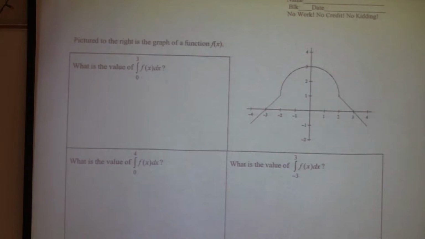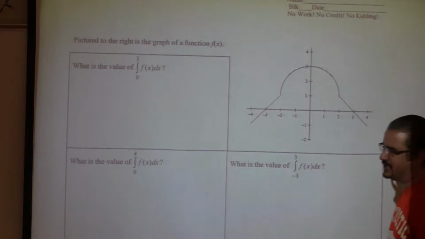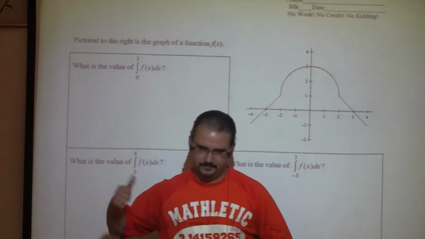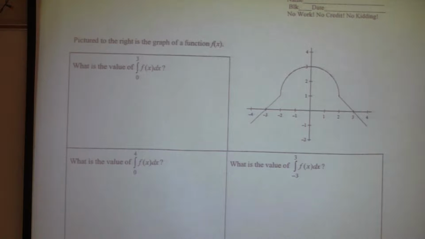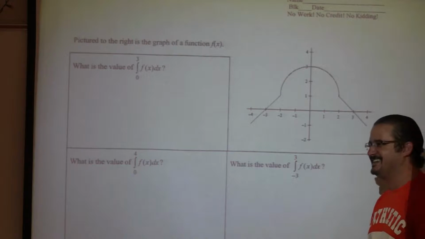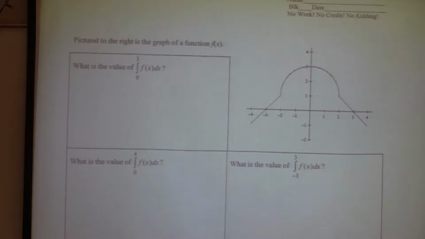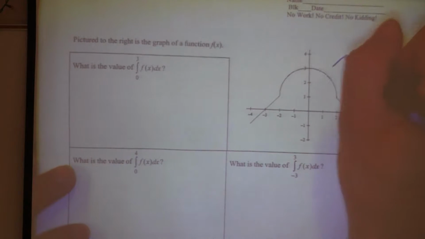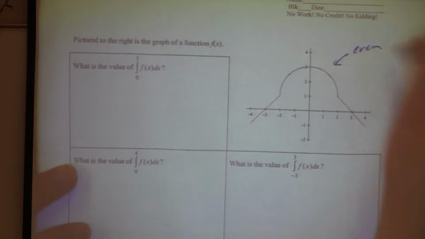Alright, so now let's look at this one, okay? It says picture to the right is the graph of f of x. What can you tell me about that graph? Is it even or is it odd? It looks like Darth Vader. His helmet. What is it? It's an even function, right? So what's on the right is the same as what's on the left. Perfect. It's symmetric with respect to the y-axis. So we know that this guy is even.